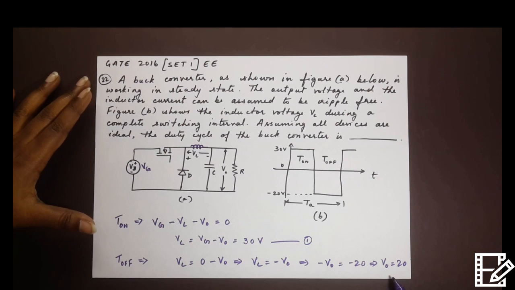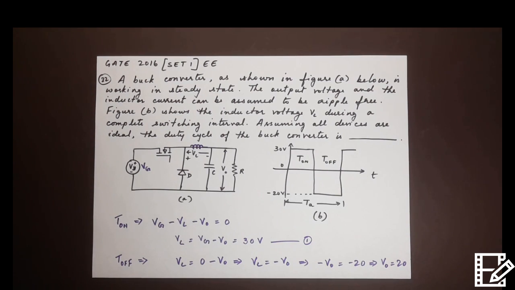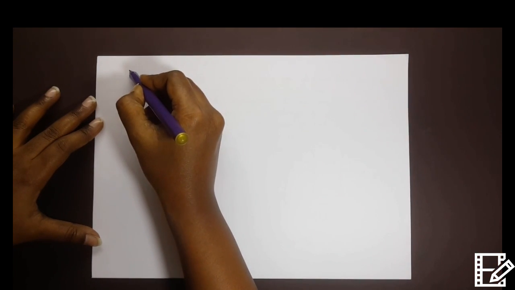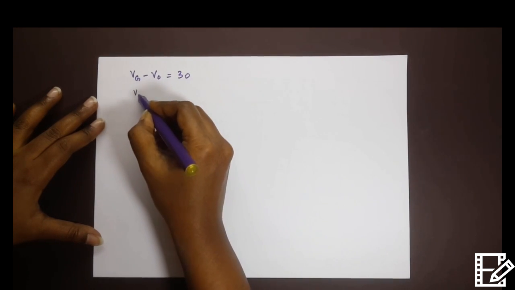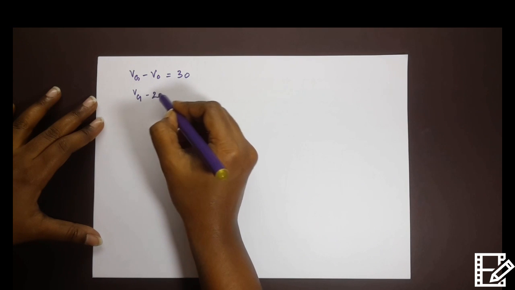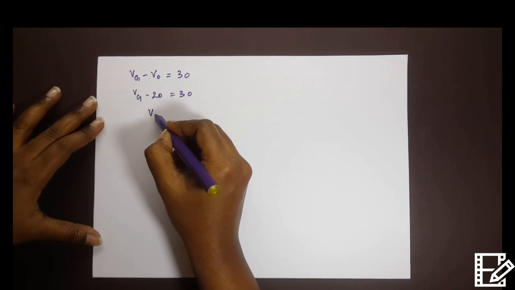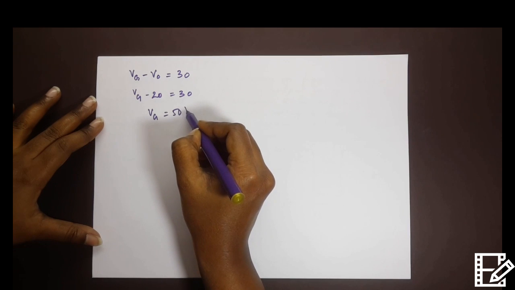So we can use V0 here and find out the value of VG using this equation over here. VG minus V0 is 30, and V0 is 20. So what will VG be? The equation is VG minus V0 is equal to 30. We know that V0 is 20 now. So that tells us that VG is equal to 50 volts.